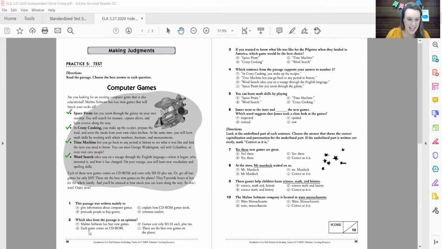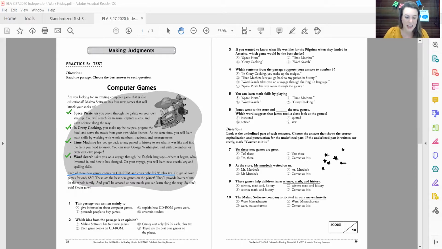G. Each game comes on CD-ROM. Well, that's also a fact, because it says right here, each of these new games comes on CD-ROM. You cannot argue with that. They do come on it. So not that one. H, games cost only $19.95 plus tax. Again, that is a fact. You can't argue with that. That's how much they cost.